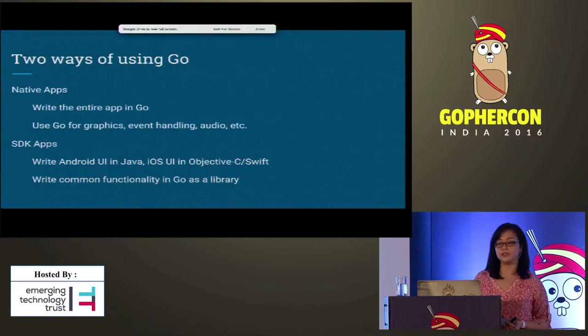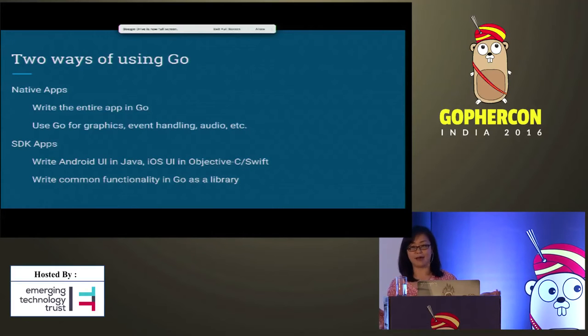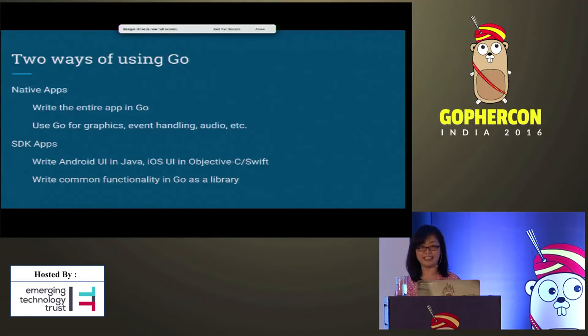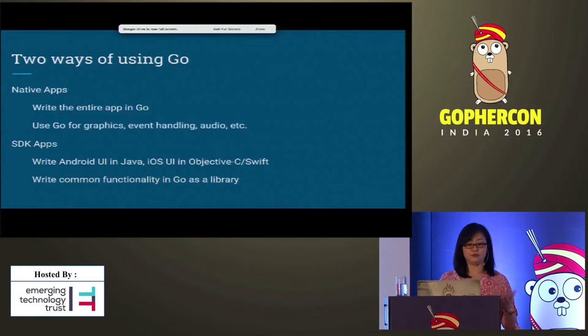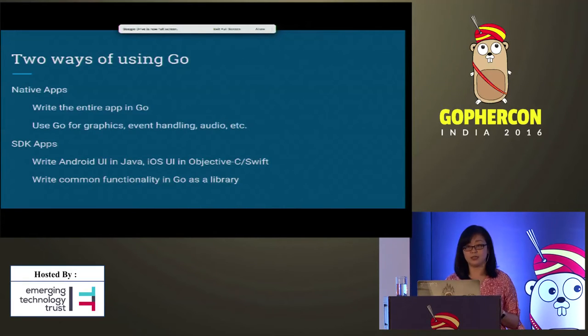Currently, there are two ways of using Go to write a mobile app. The first one is native apps, where you write the entire app in Go. It's cool, right? And there are packages for graphics, event handling, audio, and sensors. You can use these packages to write these native apps. And another strategy to write a mobile app using Go is to write the Android UI in Java, or the iOS UI in Objective-C, or Swift, or whatever language you like, and then write common functionalities in Go as a library.